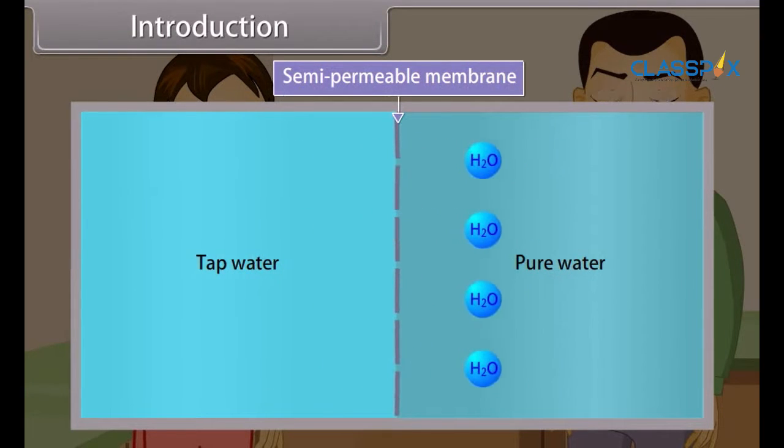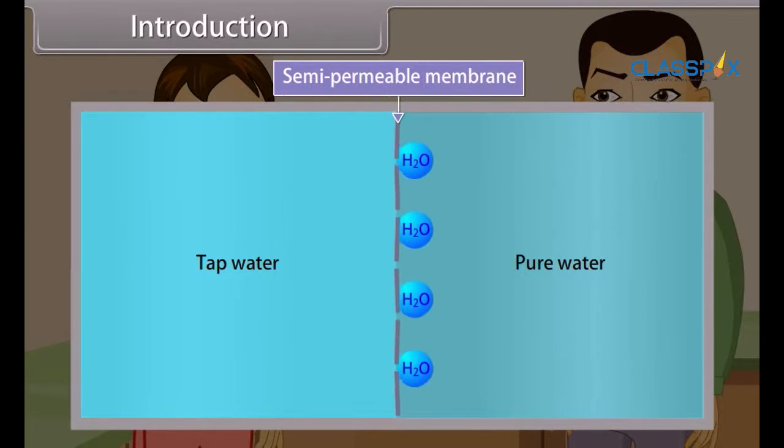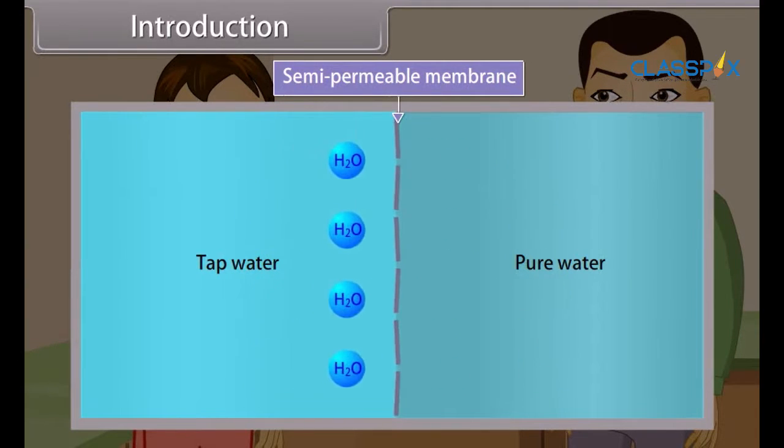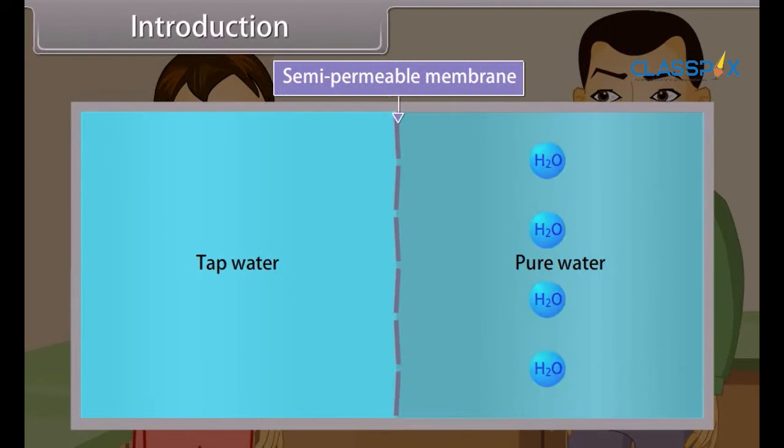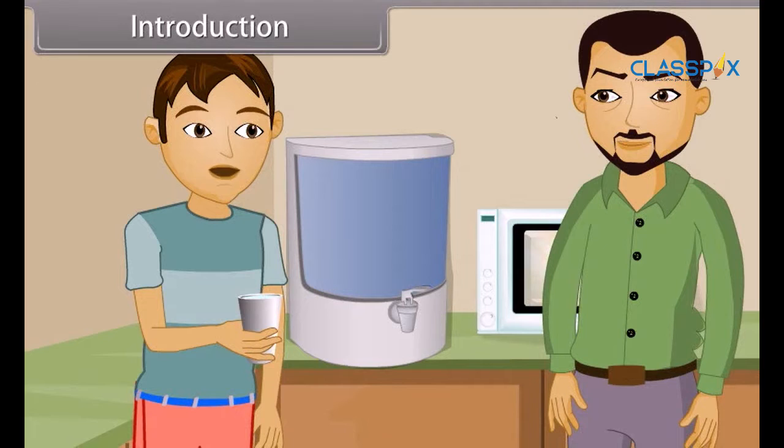RO purifier has a semi-permeable membrane, which allows only water molecules to pass through it, and other molecules cannot pass through the semi-permeable membrane. The tap water acts as a solution and pure water acts as a solvent. The membrane allows only solvent molecules to pass through it. Okay, Father. Now I get the answer of my question. And I want to know more about this. Son, to know more about this, you have to study about solutions.